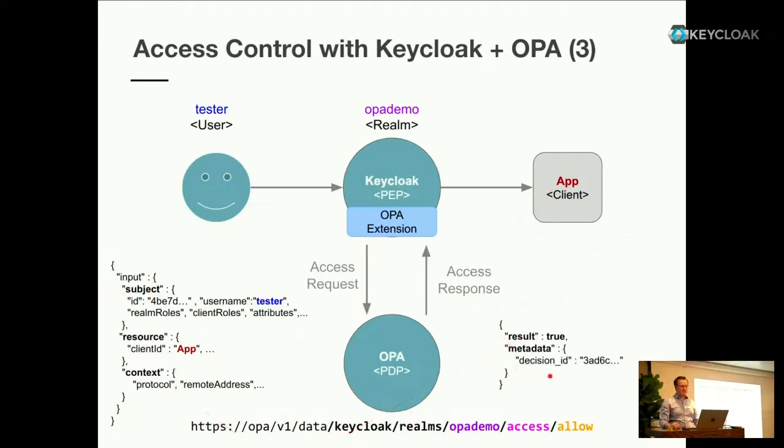And as a result, we get back the access decision, like whether the access is allowed or not, and we get some metadata alongside with it, like the generated decision ID that recorded this interaction and can be used to basically trace back the interaction for later use.